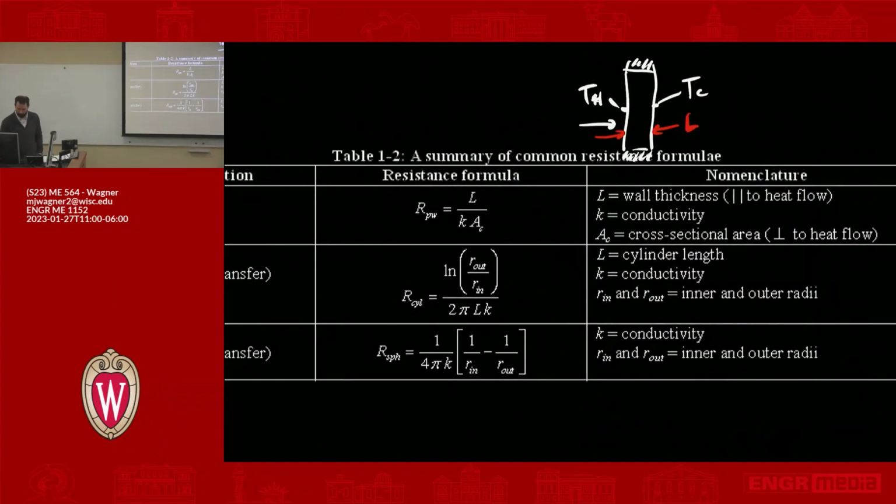The other thing that we worry about is what is this A_C? A_C is going to be this cross-sectional area. It's the area that's available to conduct. So the larger A_C, the less thermal resistance there is, because there's more area available for heat to flow.